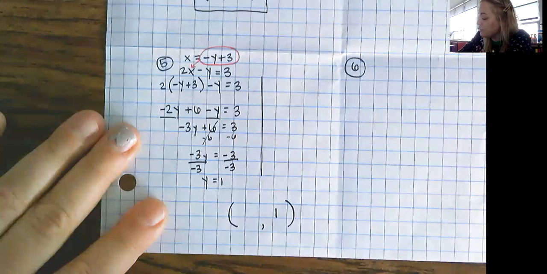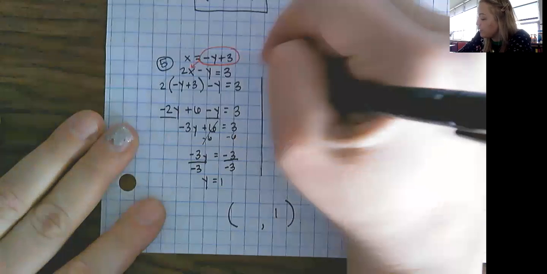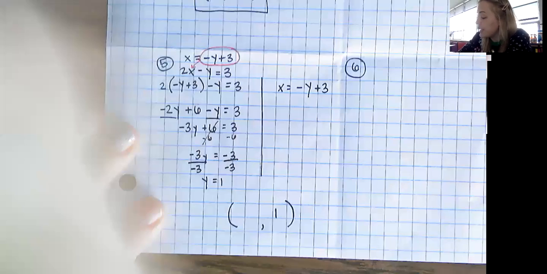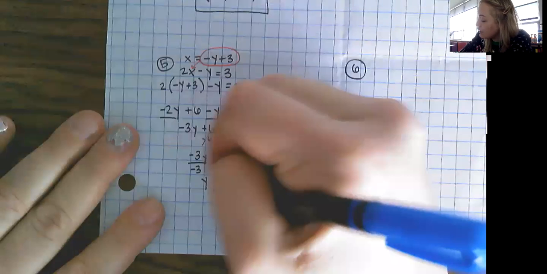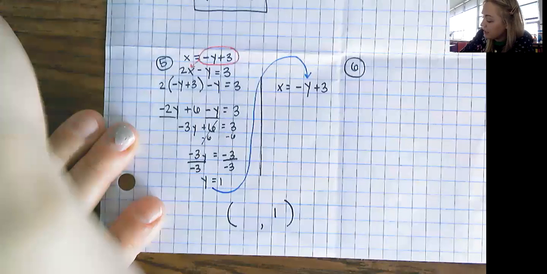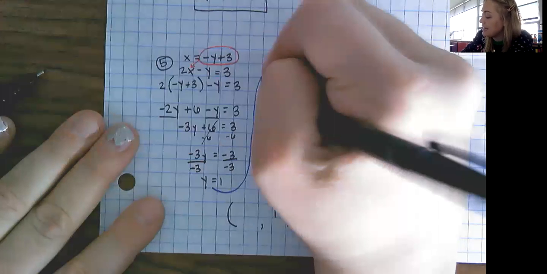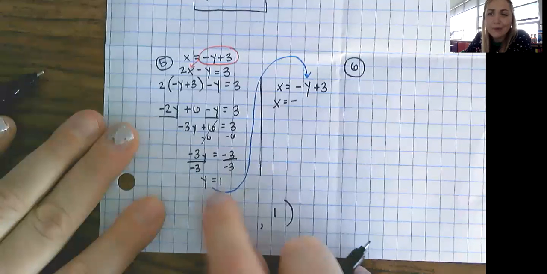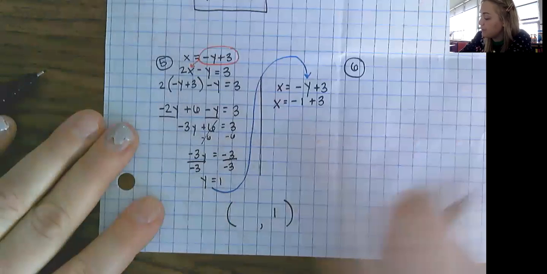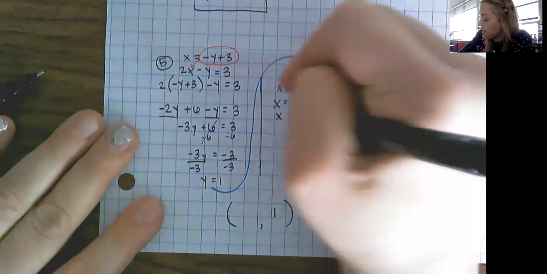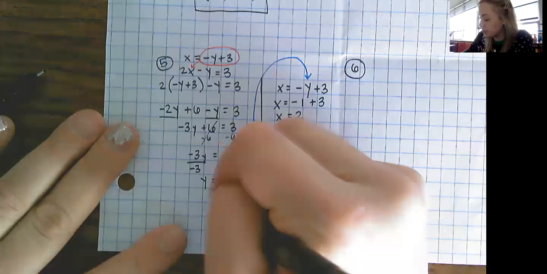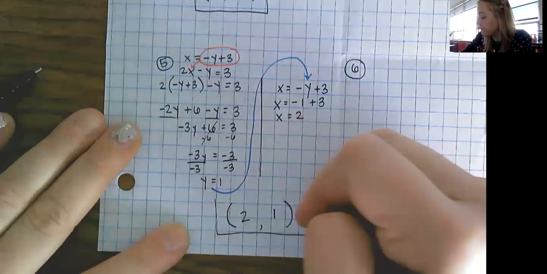I'll go back and rewrite that original equation that I circled, x equals negative y plus 3. Now remember, because y is a positive 1, this is really x equals negative y. Well, y was 1, so that's negative 1 plus 3. And when I add that together, I get positive 2. So my final answer for problem number 5 is 2, 1.